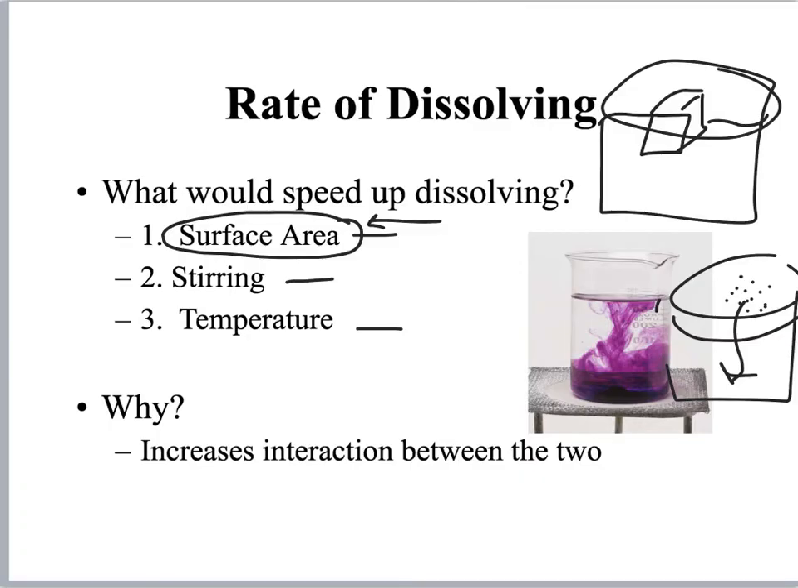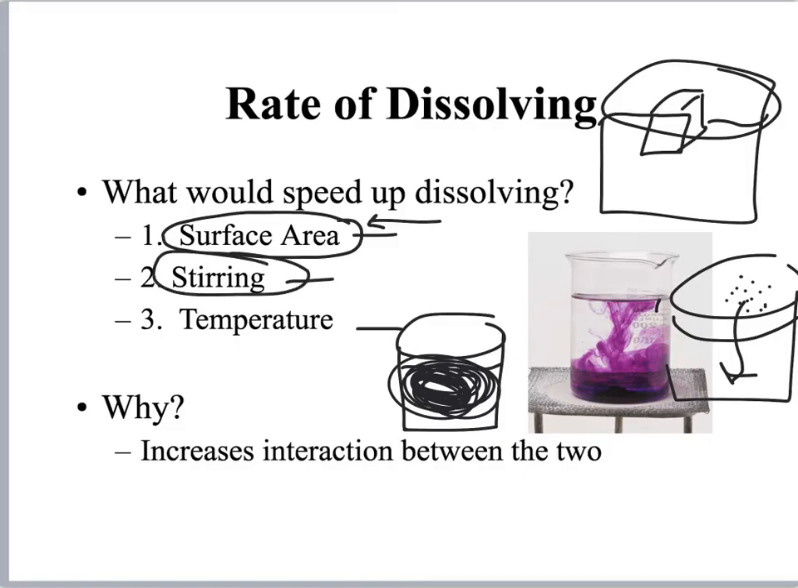Also, say you're making hot chocolate. If you just put the powdered chocolate mix into the hot water, it's not going to mix up and dissolve as quickly. But if you stir it in, you're going to mix that solute into the solution much quicker. So by stirring something, you speed up the rate of dissolving. And then, of course, temperature too.